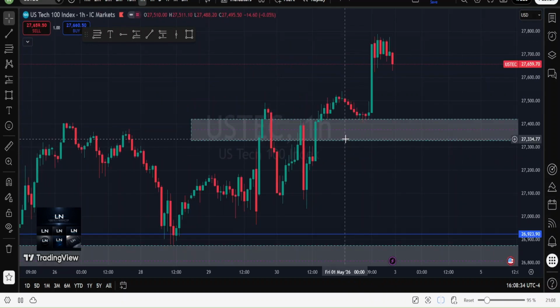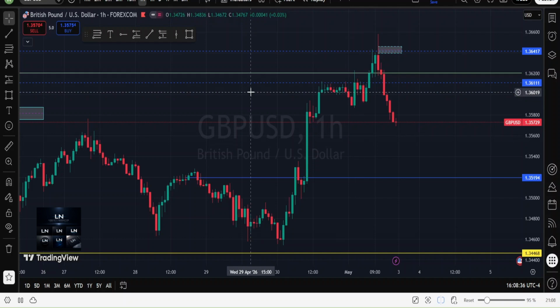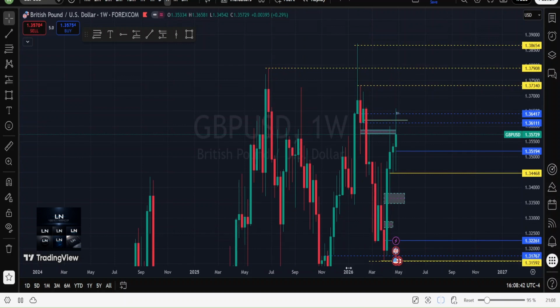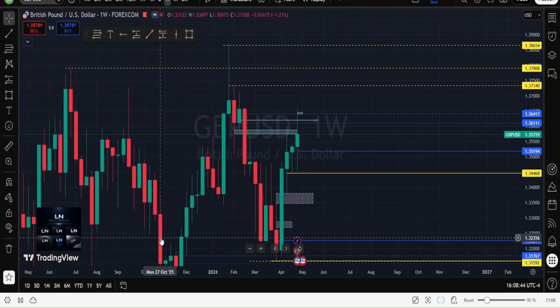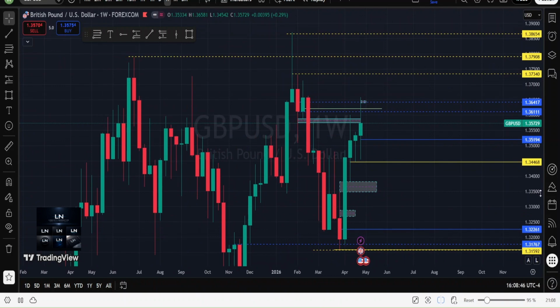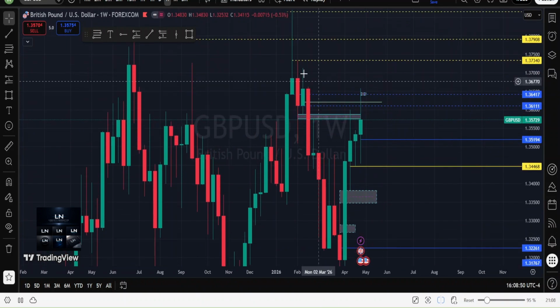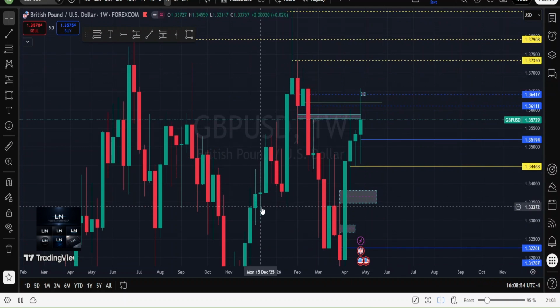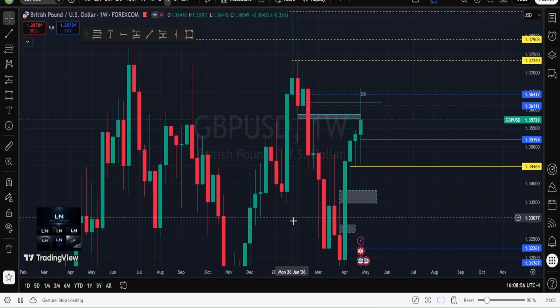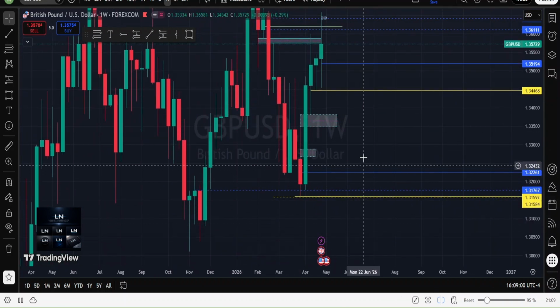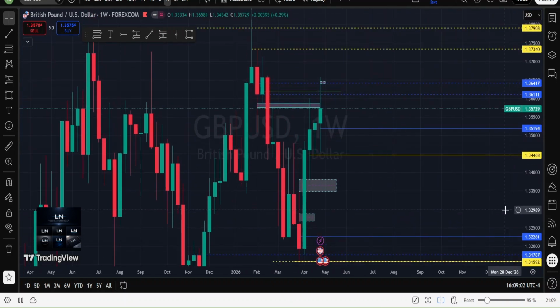Then moving on to our next pair, which is British Pound USD. Also starting from the weekly, we still have a weekly range on British Pound USD. As you can see, our weekly range on British Pound remains this level, the 3734011 high, while our low remains this level, the 3159 level. So the question is, where is price?